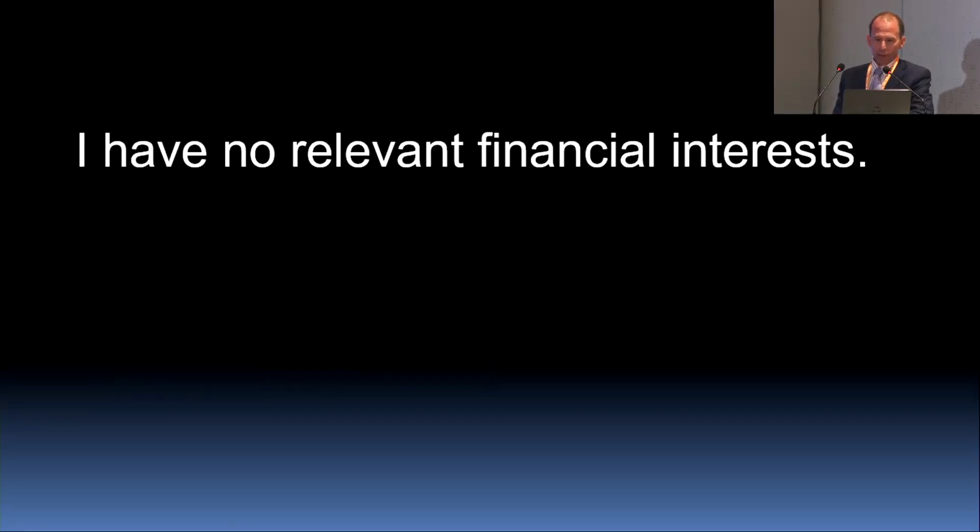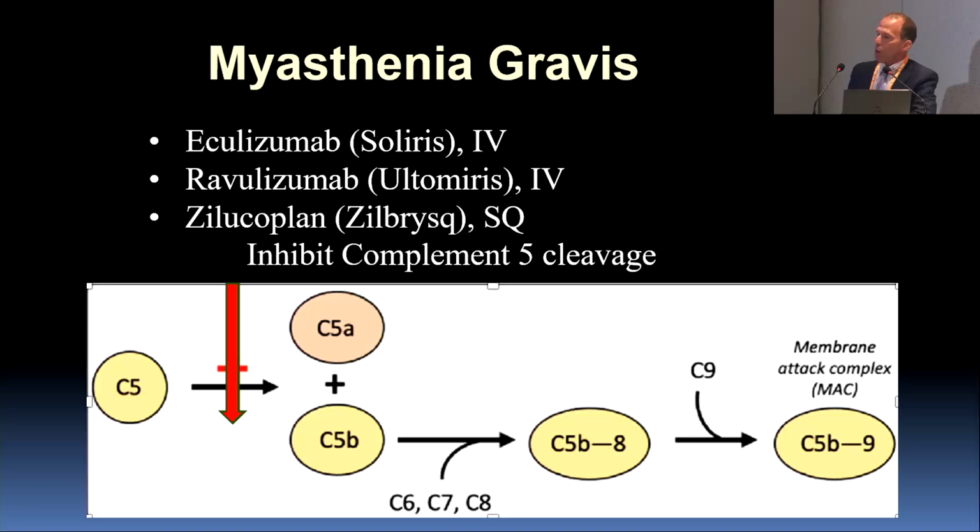So myasthenia, there are a couple of classes of drugs, and I have to look these things up, and I think they were trying to see if they could tongue-tie me with all the names of these different medications. So eculizumab, ravulizumab, and zilucoplan are three of the newer drugs that inhibit complement 5 cleavage. I'm trying to depict this in this diagram. I'll try not to torture you with the immune system cascades as much as I can.